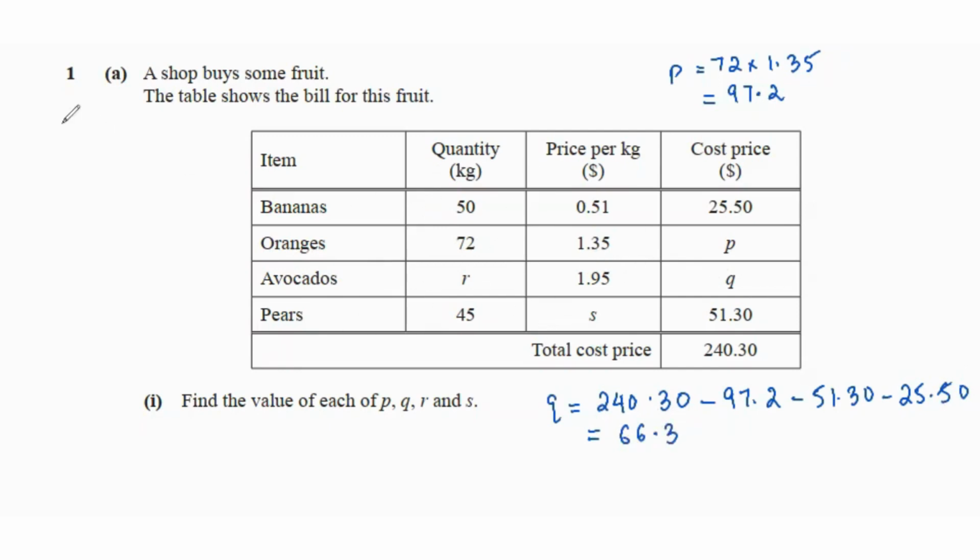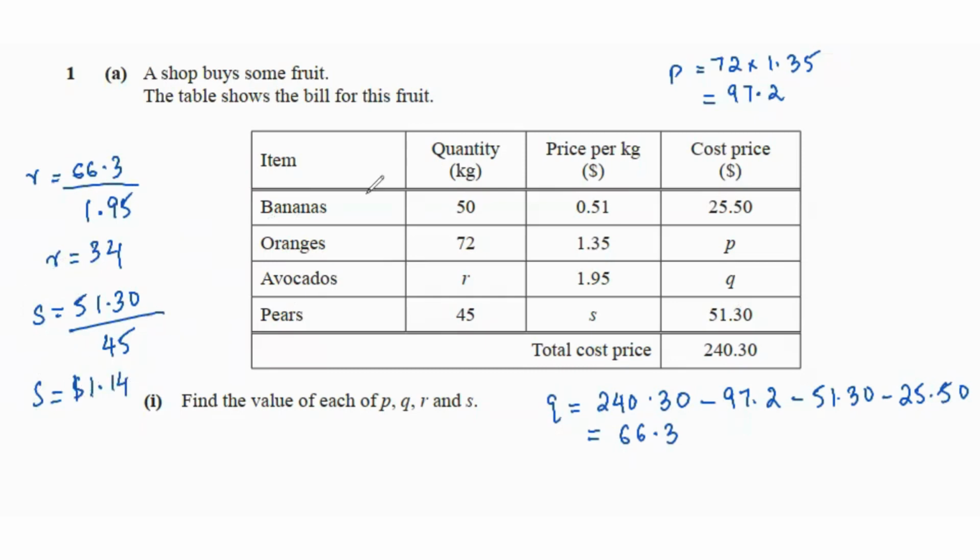$66.3. And then for R, we're going to do 66.3 divided by 1.95, which is equal to 34. So now for S, we'll do 51.30 divided by 45, which is $1.14. These are the prices for P, Q, R, and S.